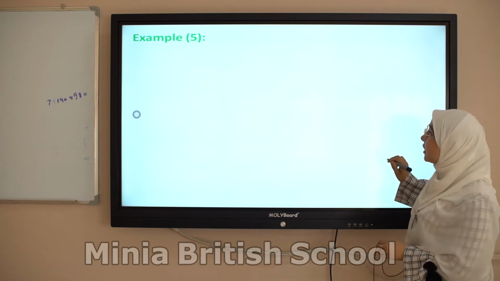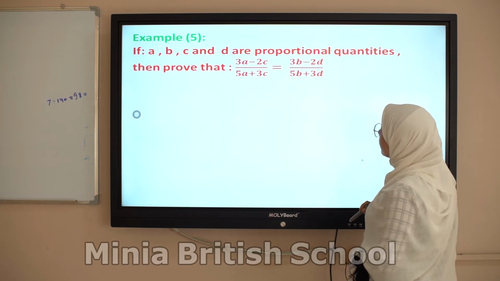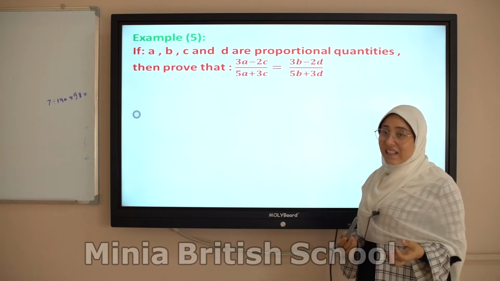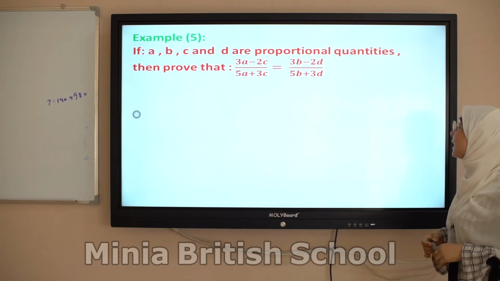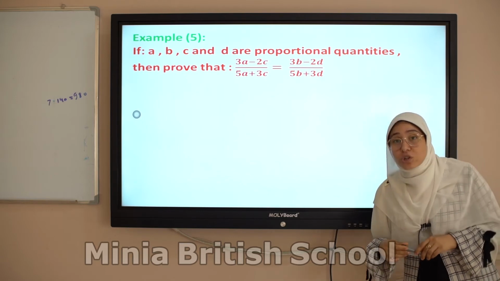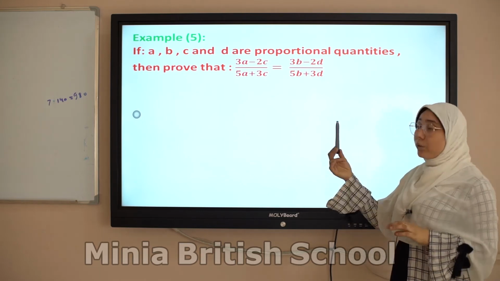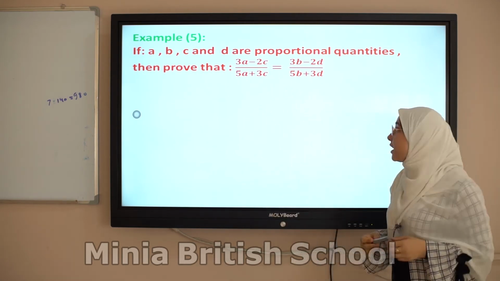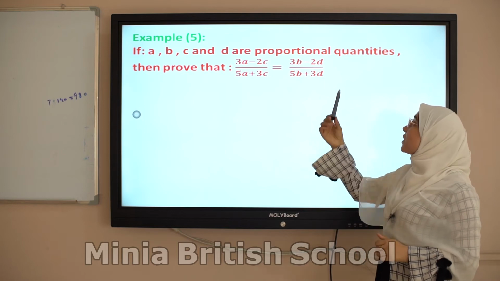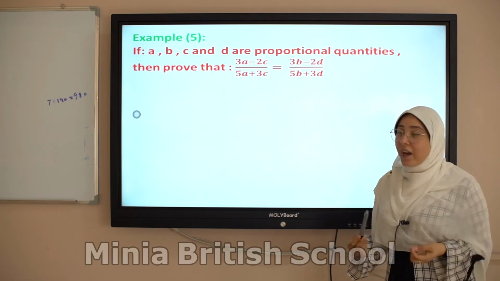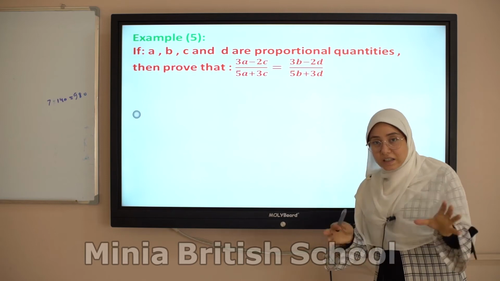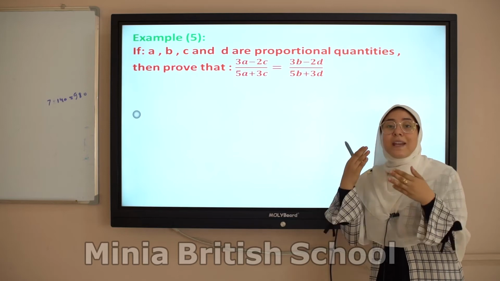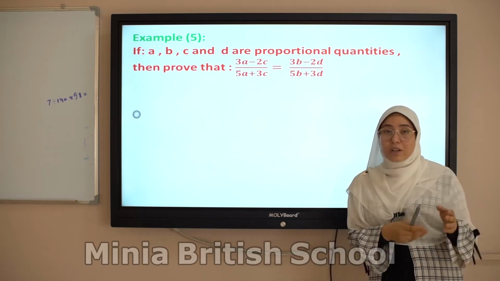Example number 5 here. If a, b, c, and d are proportional quantities, then prove that (3a minus 2c) over (5a plus 3c) equals (3b minus 2d) over (5b plus 3d). I said what? I said a, b, c, and d are proportional.